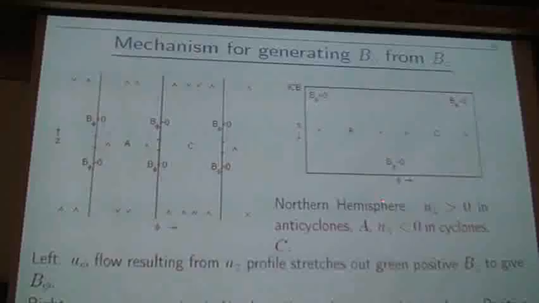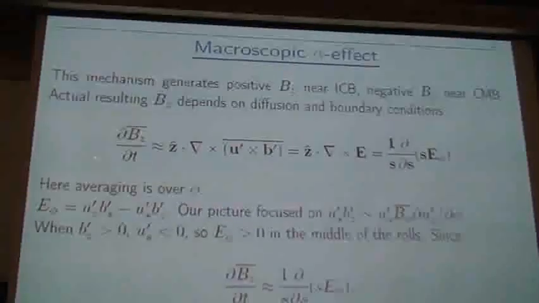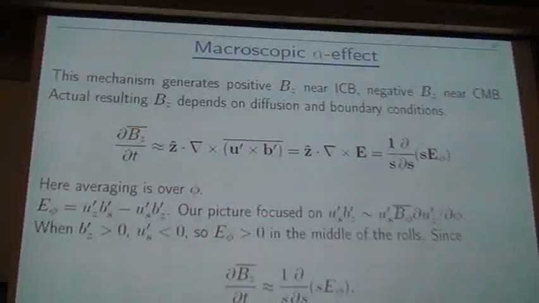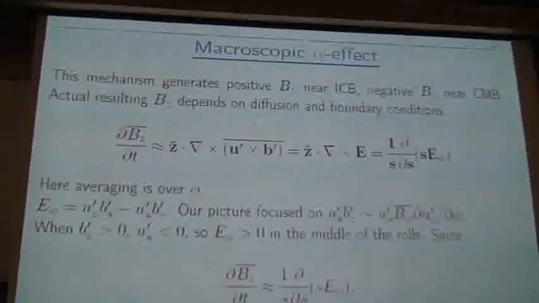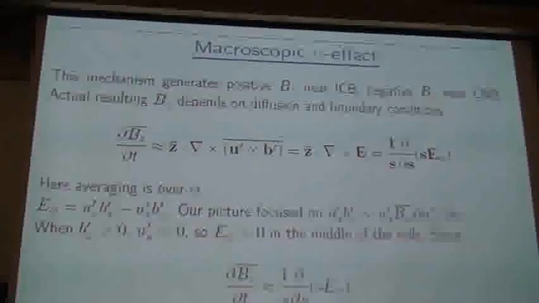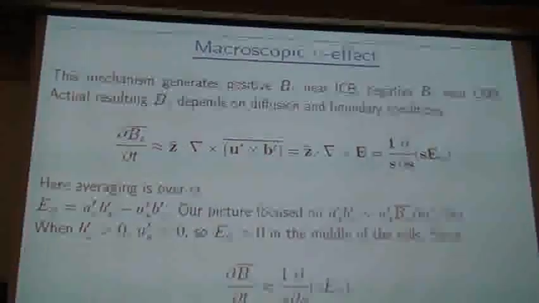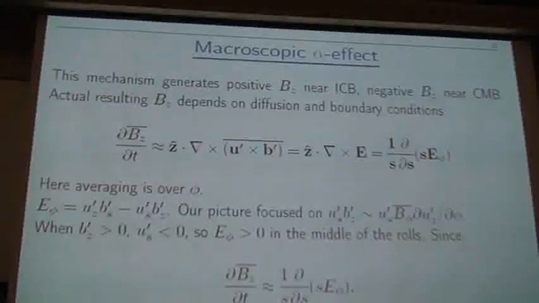Okay. Right. So this can be thought of essentially as a macroscopic alpha effect. So my U prime and B prime, those are the velocities that are associated with the small non-axisymmetric convection rolls, and that B prime there is the B prime that was actually being produced by the individual roll process. So I'm thinking of my U primes and B primes as what's happening on the scale of the individual rolls, and I'm thinking of the bar as being the azimuthal average, so the average over all the rolls.